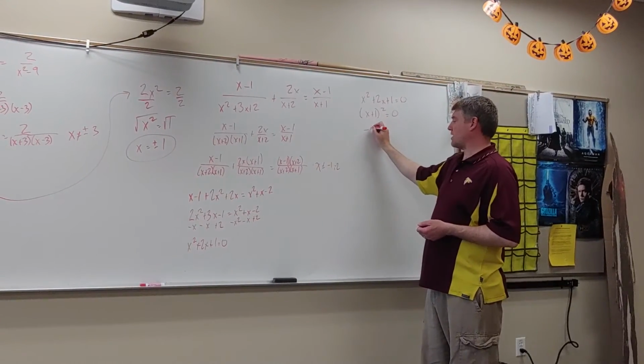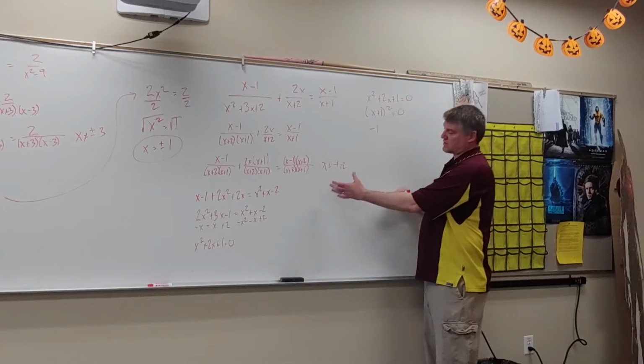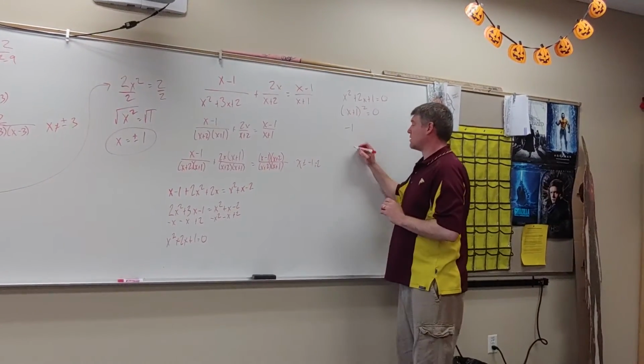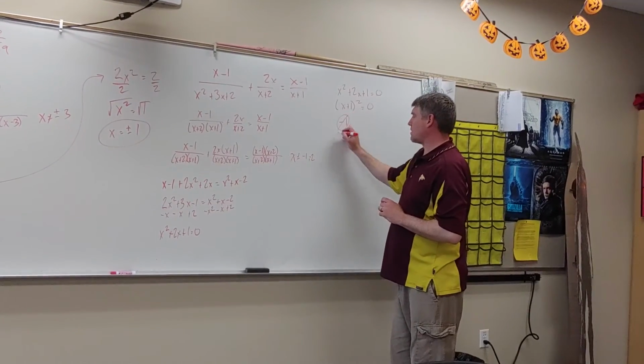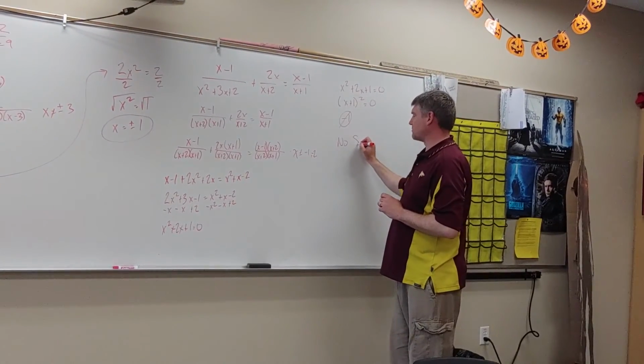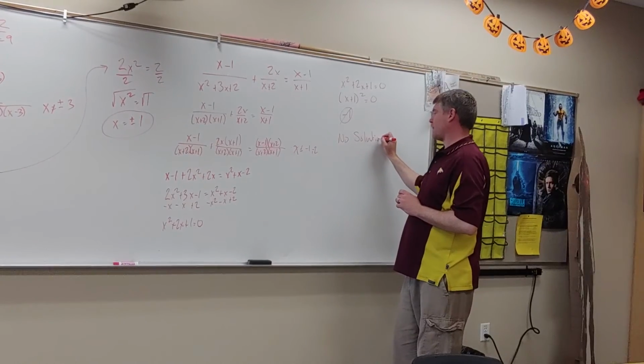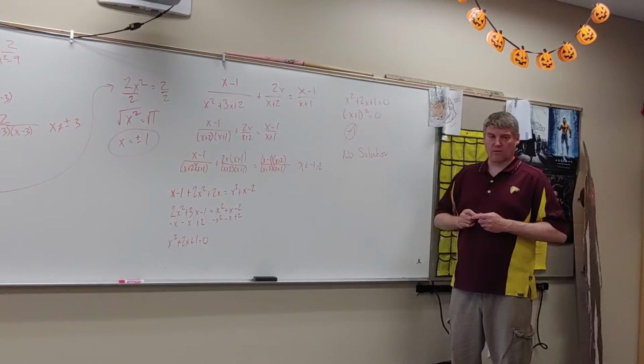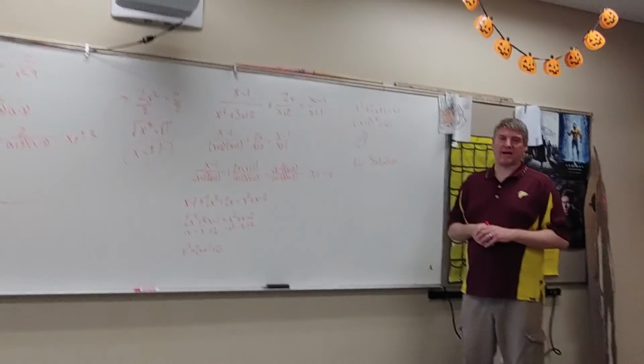What makes this 0? Negative 1. But our problem is that negative 1 cannot be a solution, since it's one of our domain restrictions. Since this cannot work, we have no solution. I always have to check back to my domain restrictions to make sure it's not one of them. That's solving rational equations.